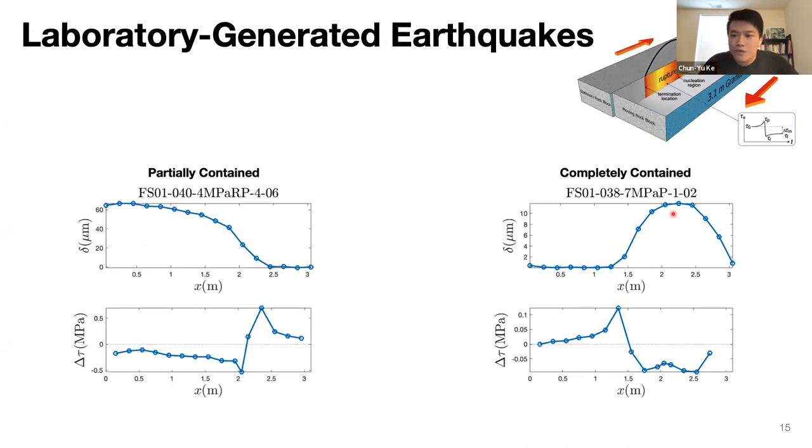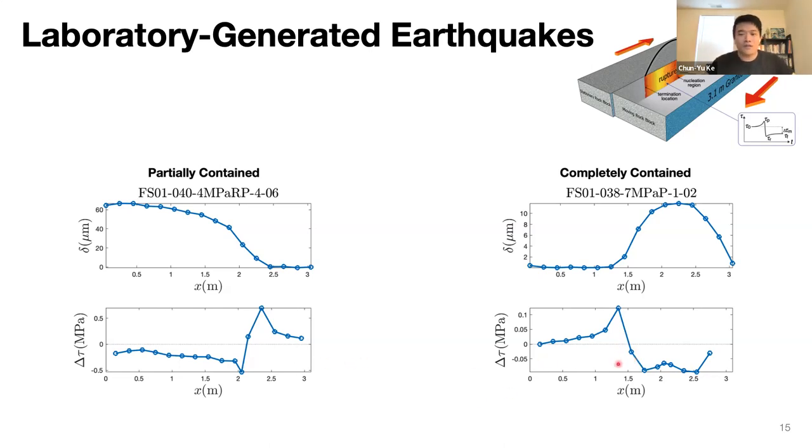Here I'm showing you the measured slip profile and static stress change distribution of two typical types of rupture events in our experiments, the completely contained and partially contained. You can see the stress change doesn't just jump directly from minimum to maximum. It smoothly transitions across multiple measurement locations.